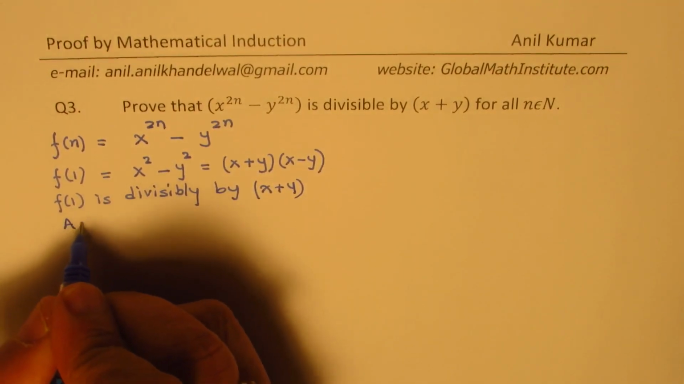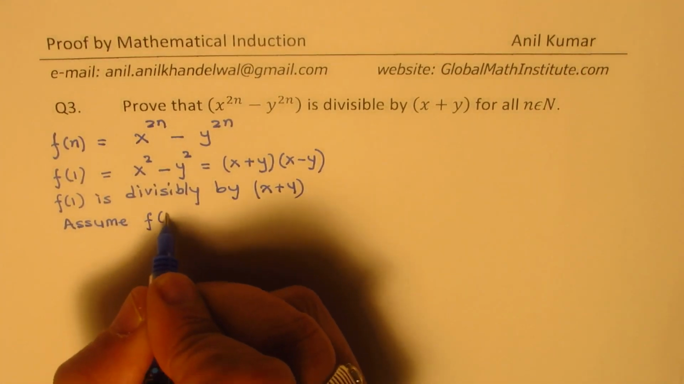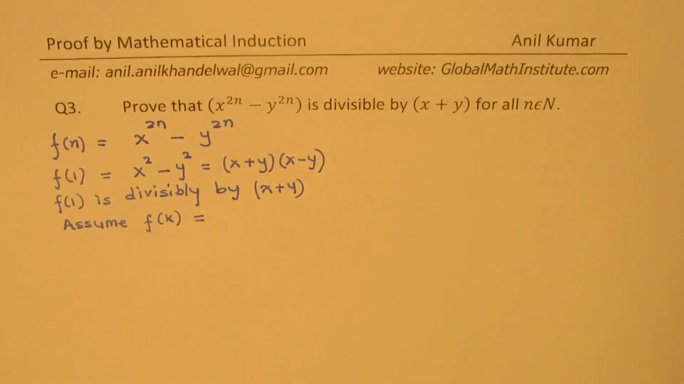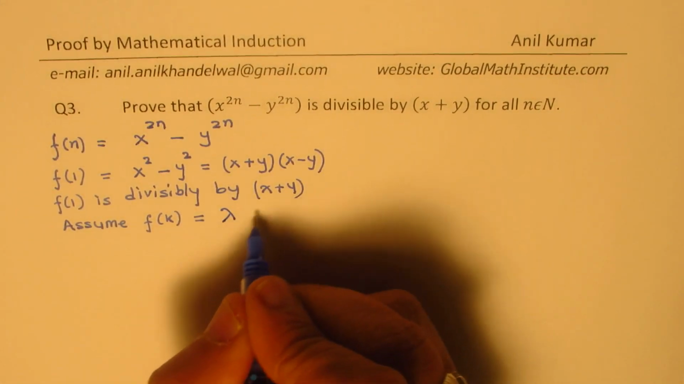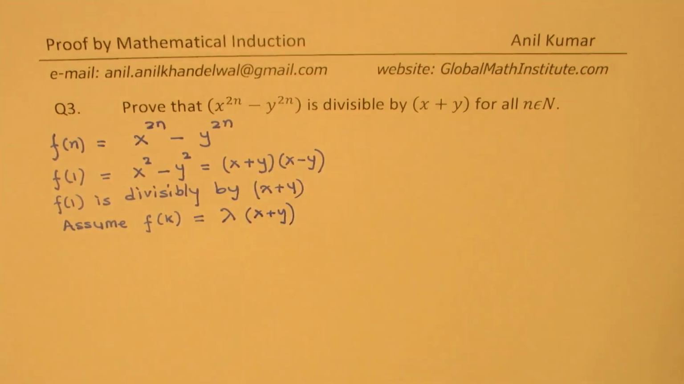Now we are going to assume that f(k) is equal to lambda times x plus y. So this is what we are going to assume.